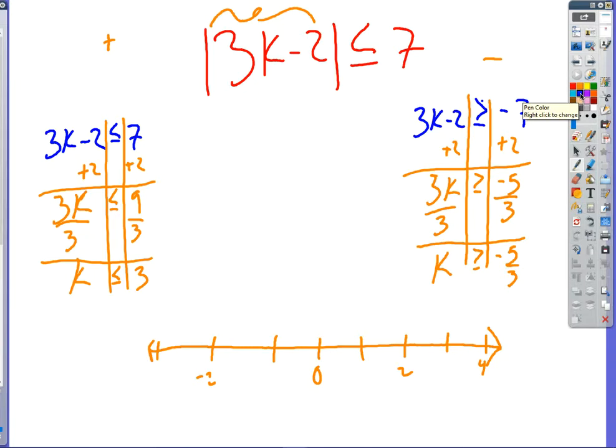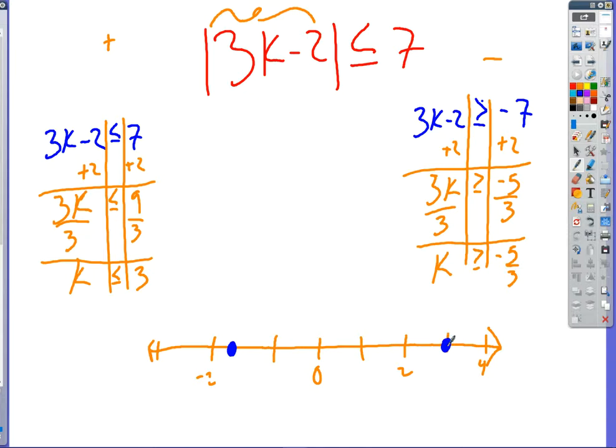All right. So what numbers will I put a closed dot on? Thank you for raising your hand, Milana. -5/3. Well, that's the same thing as -1 2/3. So let's put that right there. Where else will I put a closed dot? Tyler. +3. That's right about here.